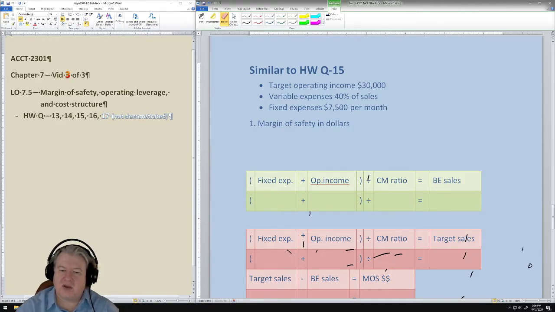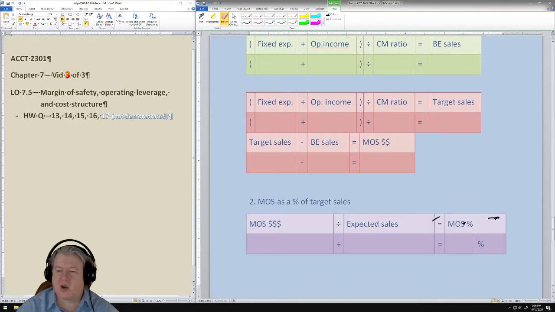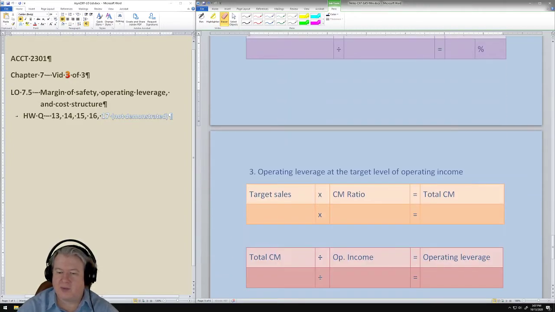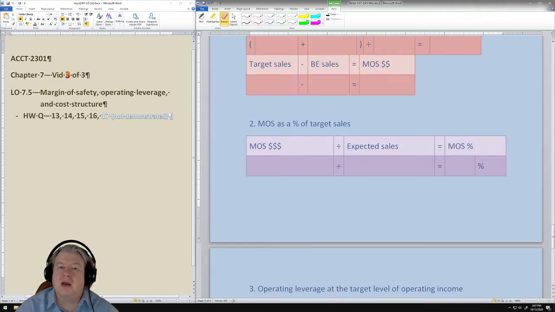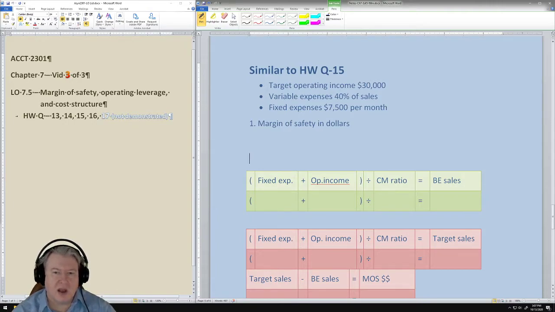So now we come down to question 15, which is going to do much of the same things that we did before. A lot of times it just depends on what information is given and what information is missing, and we've got to take what we've learned to figure it out. Okay, so again, we have another scenario, and we're given some real basic information. We have target income, we have variable expenses, and we have fixed expenses.